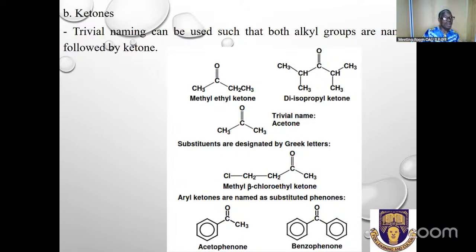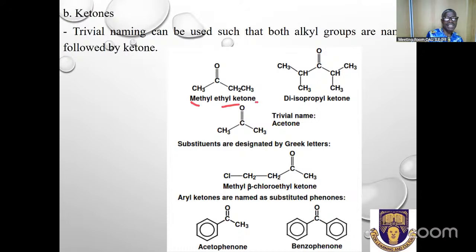Now we are on the ketone, and for ketones the same principle follows. That is, we have the trivial name, and also we have the IUPAC name. So let's start with the trivial name. Trivial naming can be used such that both alkyl groups are named followed by ketone, just the way we did for aldehyde.